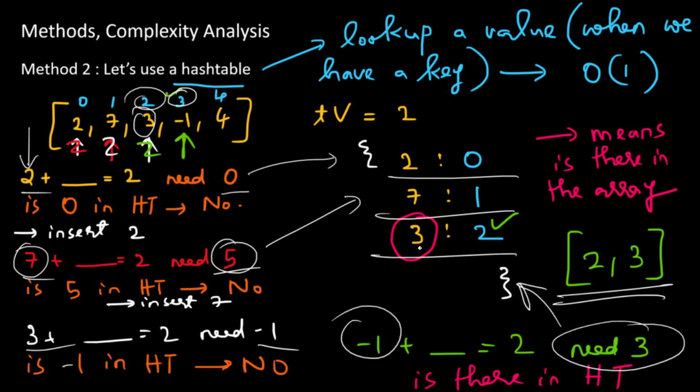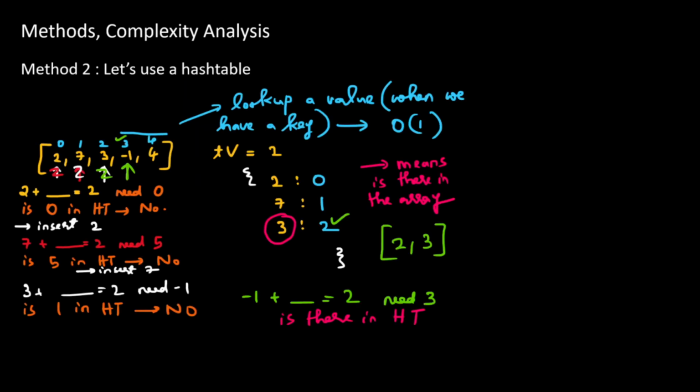So we got the answer, and the answer is -1 and 3. These add up to 2, and we return the indices because we are storing the index over here. We got the index of 3 from the hash table, and the index of -1 we got because that was stored in the pointer, right? So we return 2 3, which is the answer.